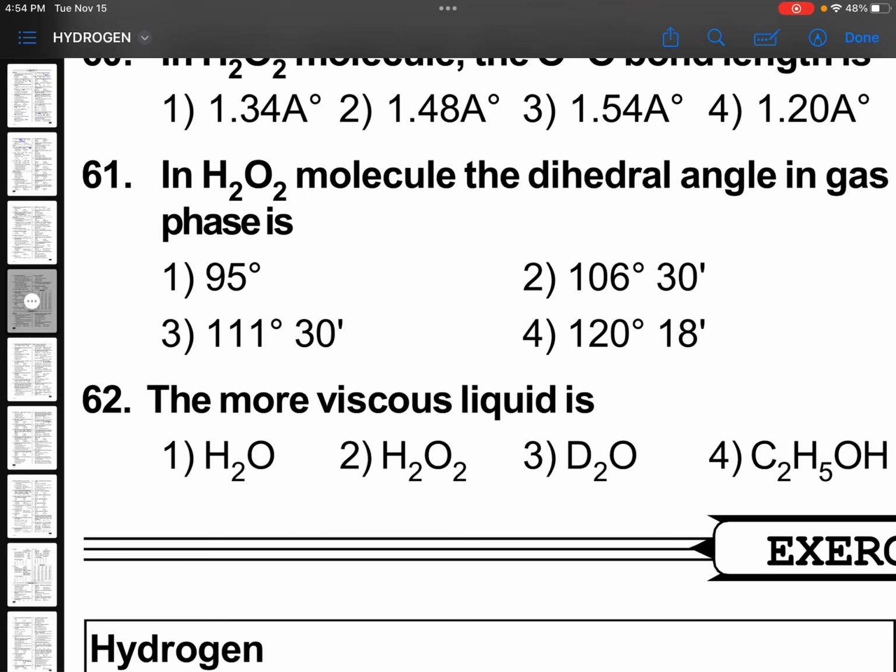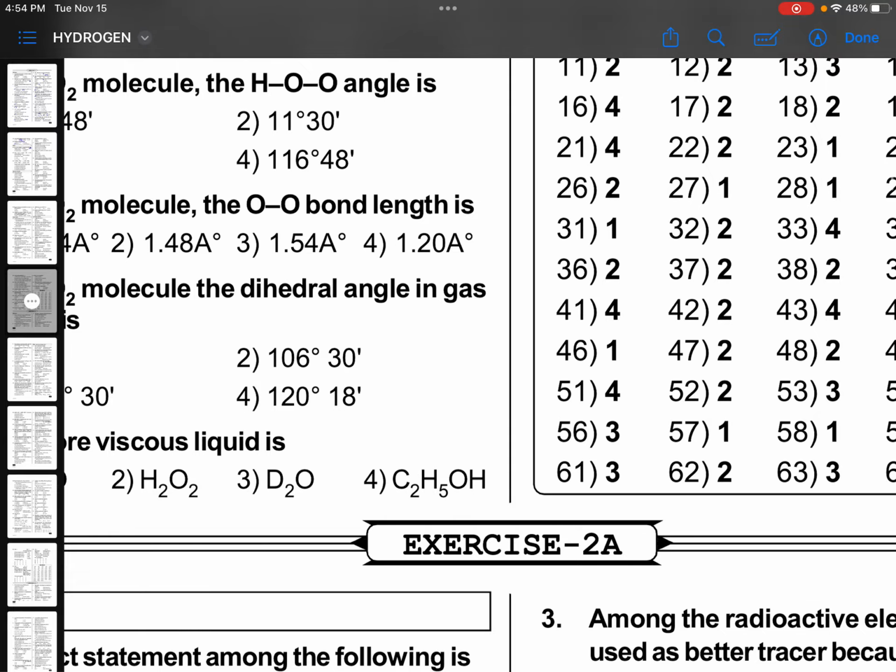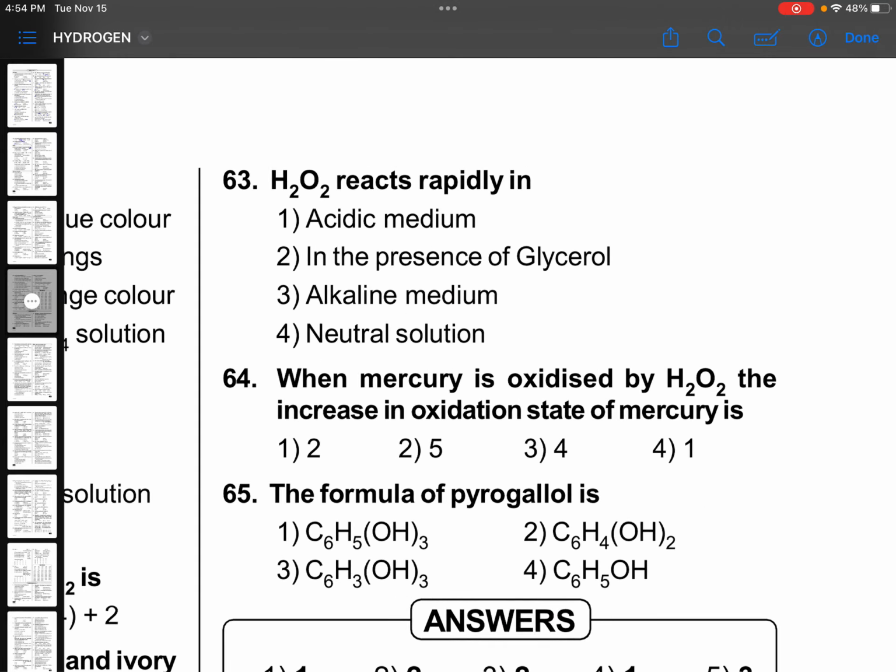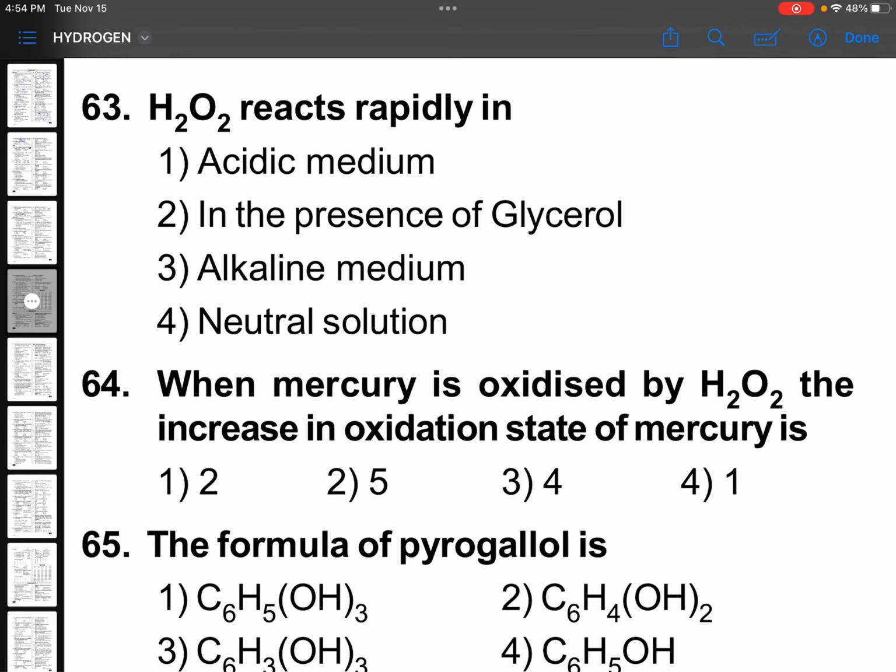Hydrogen peroxide and hydrogen assignments we are discussing. This is your lucky cell, right? So 62nd question. The more viscous liquid is hydrogen peroxide. I wanted to complete up to 65th in the earlier one, but okay, we'll continue here.